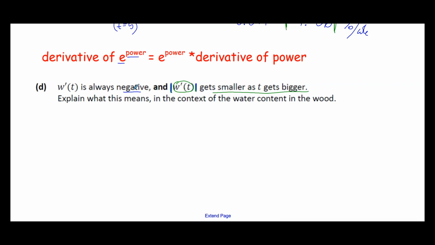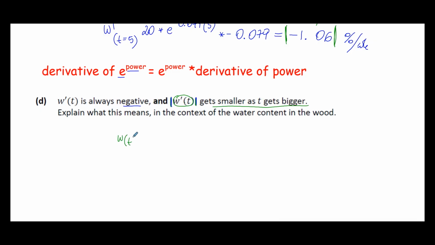So the derivative is always negative. What is the function about? This function, the W function, is about how much percent of water remains in the wood after a specific number of weeks, isn't it? So what do we know about this situation in life? Well, the longer we keep the wood, the drier it will be, isn't it? The lower the percentage of water will be there. So we understand that the percentage will be going down.